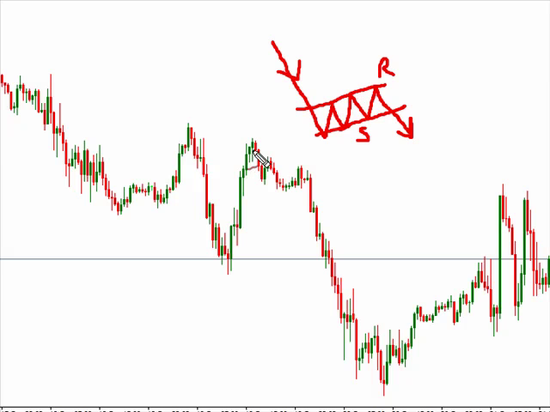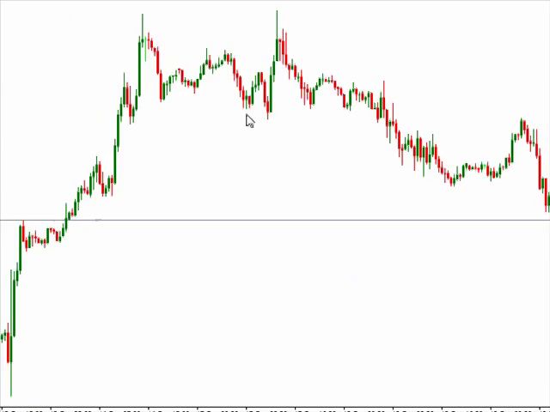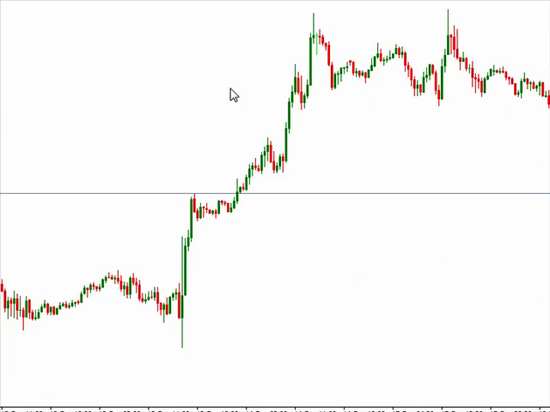So let's see if we can find something here that looks like it might show that in an example. So I'm going to go over to here, and we're going to look at this as a possible flag. So we have a move up, we have our flag, and we have our breakout. Again, we're simply looking at resistance and support.